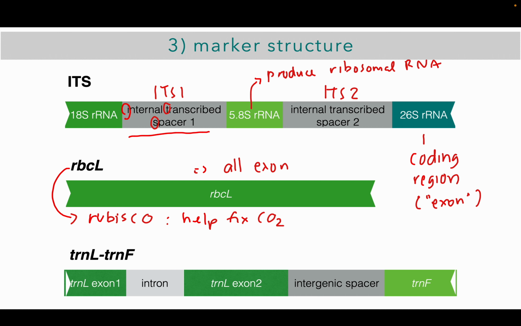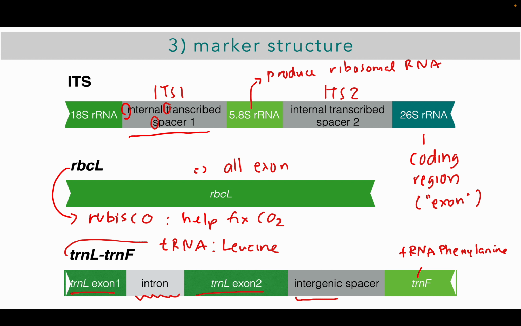And finally, this is a popular marker in my group of plants, the bryophytes, TRNLF. TRNL is short for tRNA, it produces transfer RNA for L, which is leucine. You don't have to know this, I just explained this. So TRNL has two exons, and in between they have an intron. And TRNF is producing tRNA for phenylalanine. And in between this, we have an intergenic spacer.